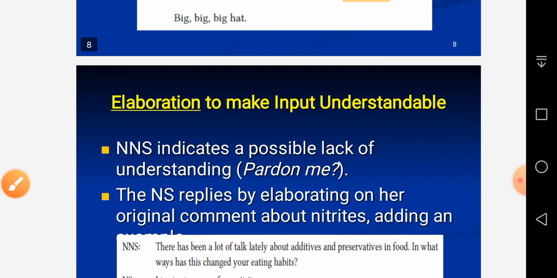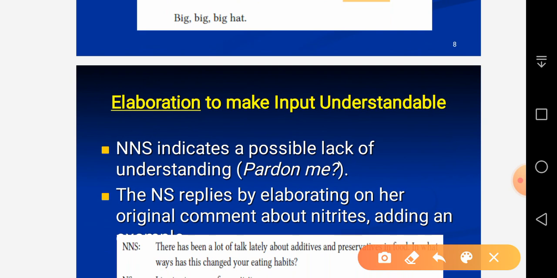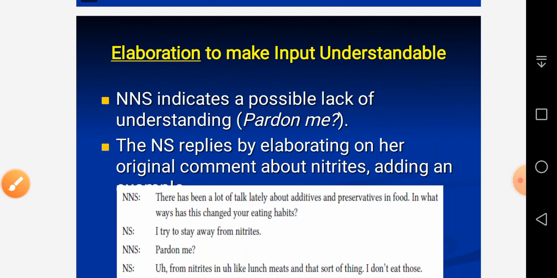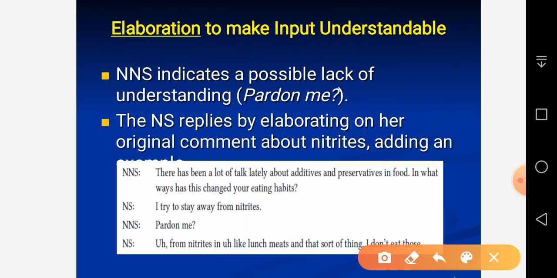Okay, another purpose: when you are a very competent speaker in an interaction, it is not necessary that you always modify the language. You may elaborate the language, and this will make the language understandable. Let me explain. A non-native speaker indicates a possible lack of understanding. There is an interaction between a native speaker and a non-native speaker, both interacting with each other. Now the non-native speaker, the person who is learning, let's say English, does not understand and uses the words "pardon me." So what does the native speaker do?